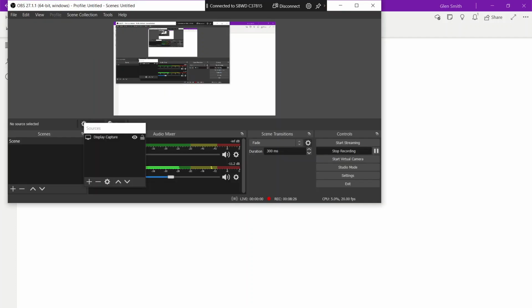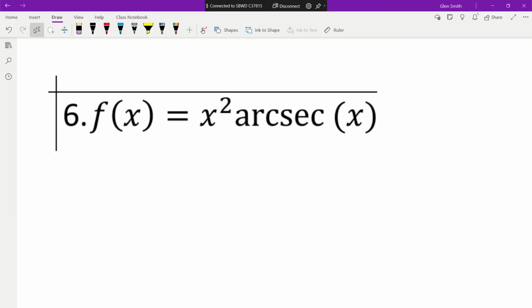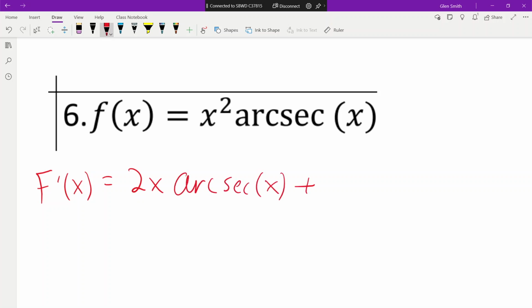So this is just product rule. And we're going to do f prime of x, derive 1. So I derive the first, but again, it does not matter the order in which you do this. Plus, leave the x squared and derive the arc secant of x, which is 1 over the absolute value of x times the square root of x squared minus 1.